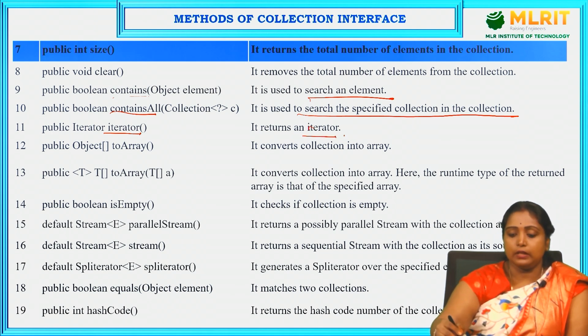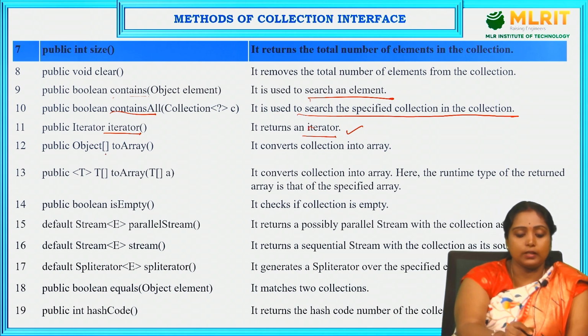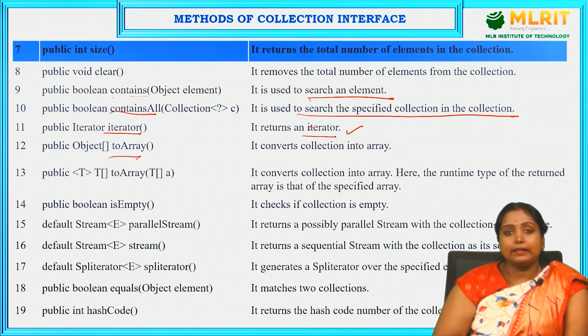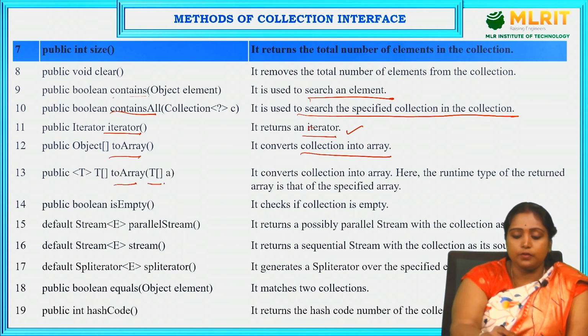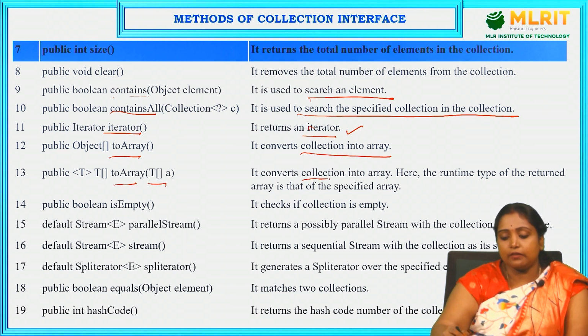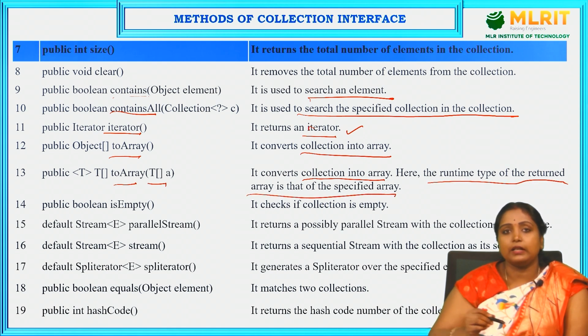So here we can see iterator is a method, and we are having methods. We will see classes, methods and interfaces in the further sessions. And toArray converts the complete collection to an array. It converts the collection in the form of an array. And toArray, if you are using an array of elements here, converts a collection into an array, but the runtime type of the return type is the specified array.